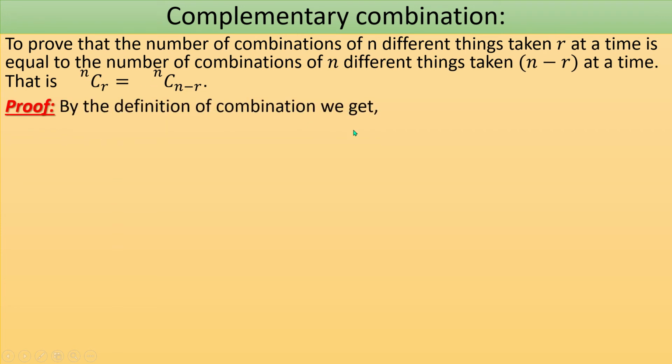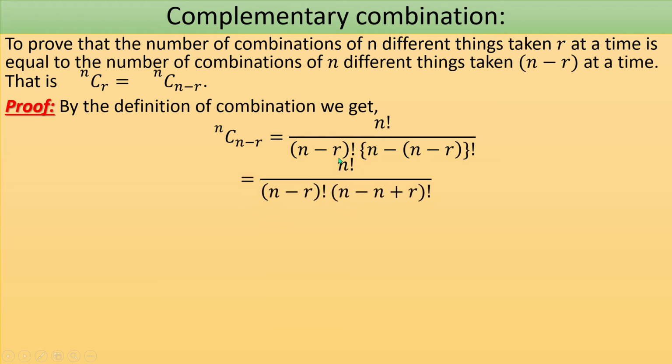Proof: by the definition of combination we get nC(n minus r) is equal to n factorial divided by (n minus r) factorial into (n minus (n minus r)) factorial. Now calculate: n factorial, here (n minus r) factorial, here n minus n plus r, the n cancels, will be n factorial divided by (n minus r) factorial into r factorial. You can write n factorial divided by r factorial into (n minus r) factorial.